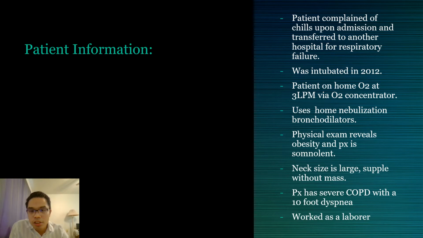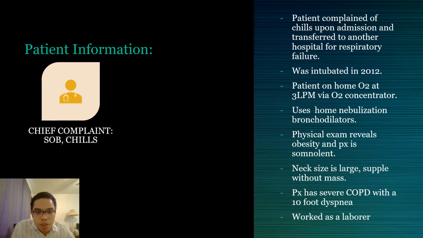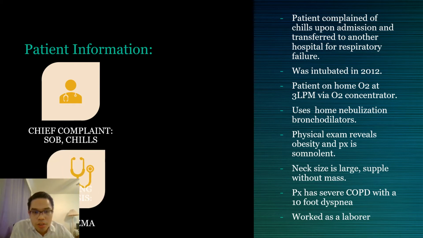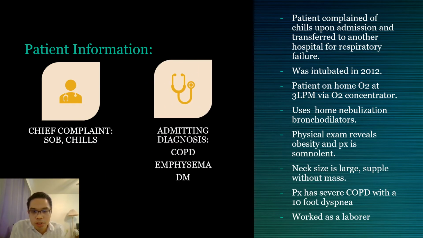For the physical exam, I assessed the patient to be obese, generally 200 pounds, and somnolent. He also has a large neck size, supple without mass, and the patient has dyspnea, especially if he tries to do any exertional or mild movements. The patient's occupation: he previously worked as a laborer. The chief complaint of this patient is shortness of breath and chills. The diagnosis was COPD, emphysema, and diabetes.